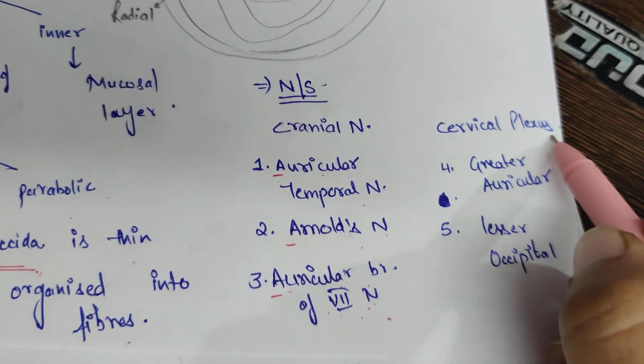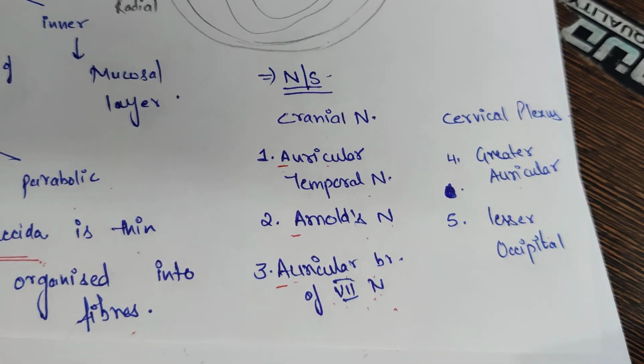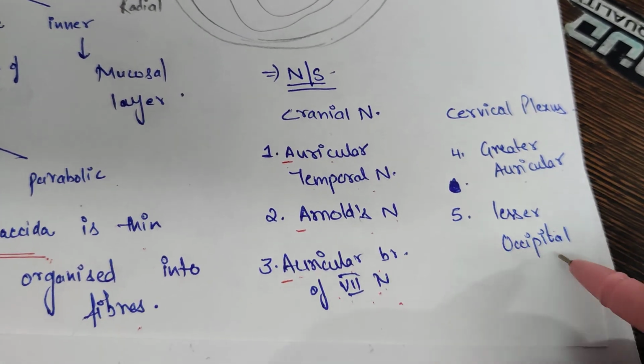Second is the cervical plexus, right? Greater then lesser. Greater auricular, as we have studied about the pinna or auricle, and that is the greater auricular and lesser occipital nerve. That's all for today's session.